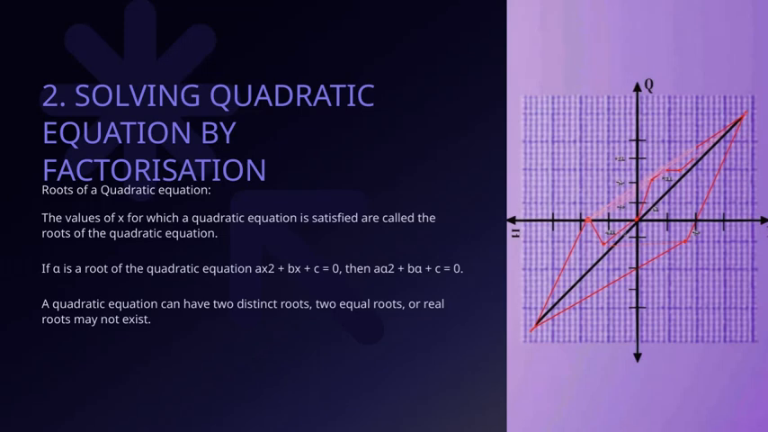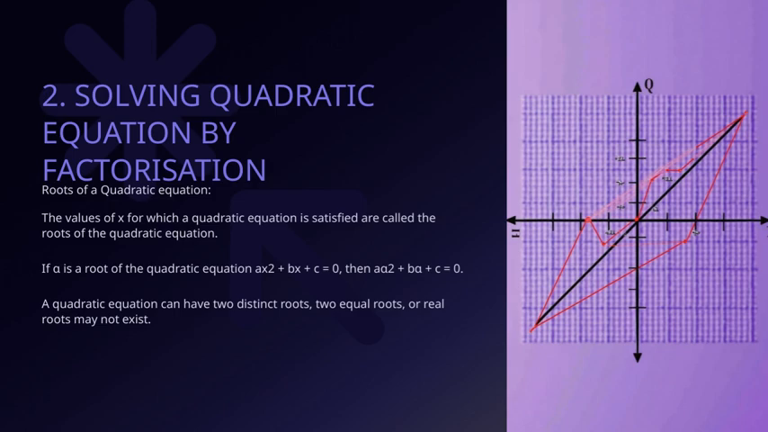Let's talk about the roots of a quadratic equation. As you can see, a quadratic can have different types of roots. It might have two distinct roots, meaning two different solutions, or it could have two equal roots, which happens when the parabola just touches the x-axis at one point. Sometimes, real roots may not exist at all, which means the parabola doesn't cross the x-axis.